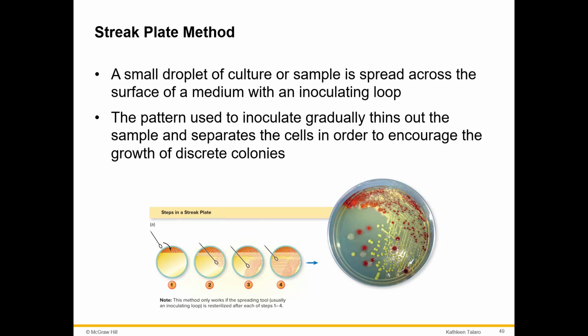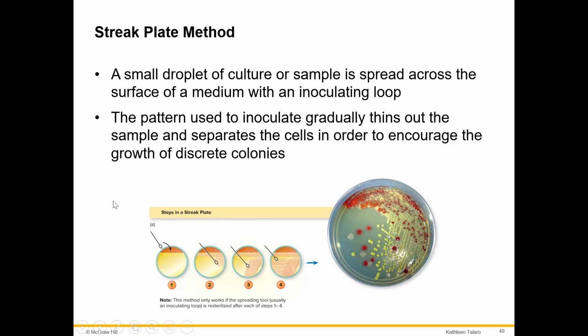So I'm only going to discuss the streak plate method because this is the method that we're going to learn about during the lab portion of this course. So in the streak plate method, a small droplet of culture or sample is spread across the surface of a medium with an inoculating loop. The pattern used to inoculate gradually thins out the sample and separates the cells in order to encourage the growth of discrete colonies. So basically what you're going to do is you're going to put bacteria on your loop.